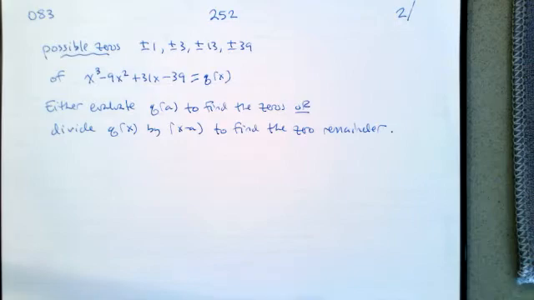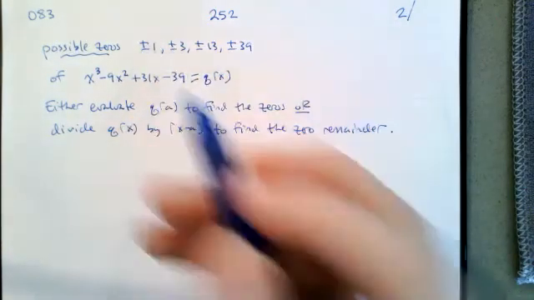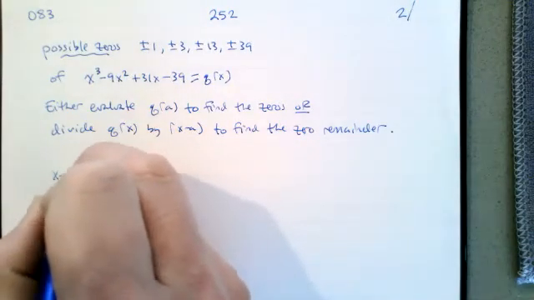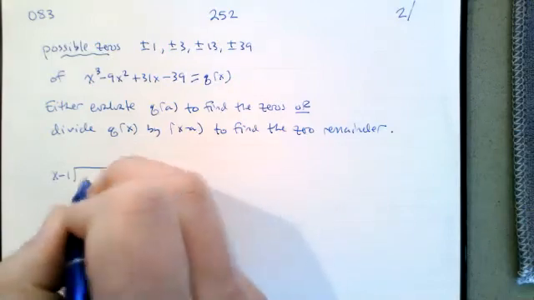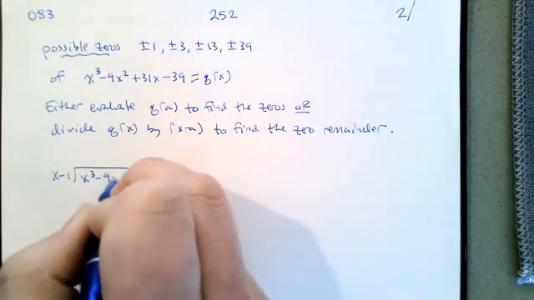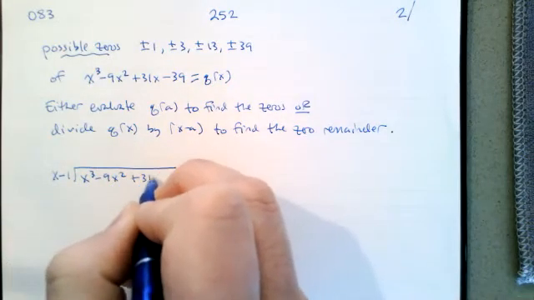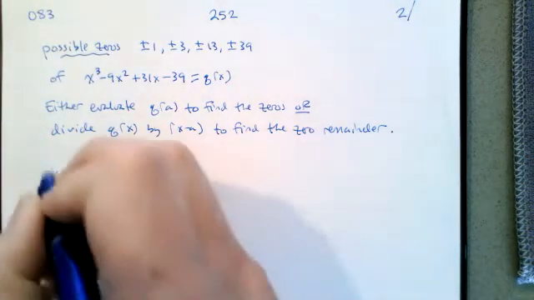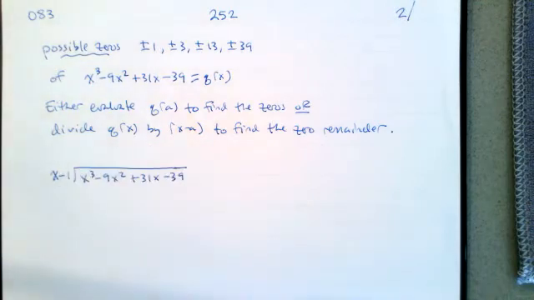So in synthetic division, I'm going to first divide by x minus 1. So I want to do this division, x minus 1 into x cubed minus 9x squared plus 31x minus 39. Now we're looking for a 0 remainder. That's how we'll find out if x minus 1 is a factor of this polynomial.